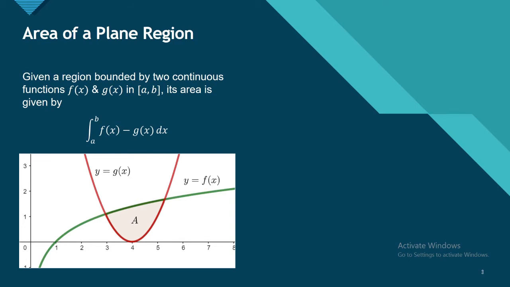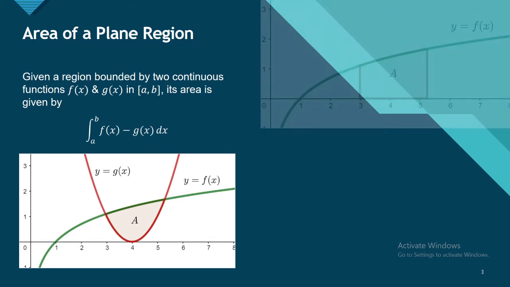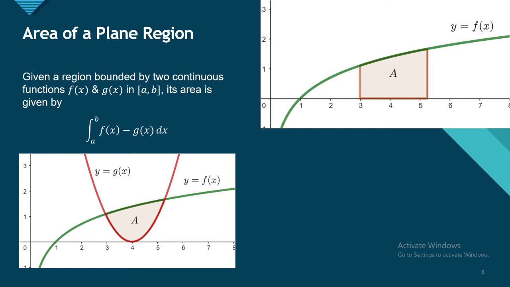Now suppose our plane region is bounded by two curves. Both of them are continuous and both of them are above the horizontal axis. So given a region that is bounded by two continuous functions, f of x and g of x, in the interval [a, b], its area is given by this. What is happening here is something like this. First, we get the area of the plane region that is bounded above by f. And using the definite integral, that is just the integral of f of x dx from a to b.